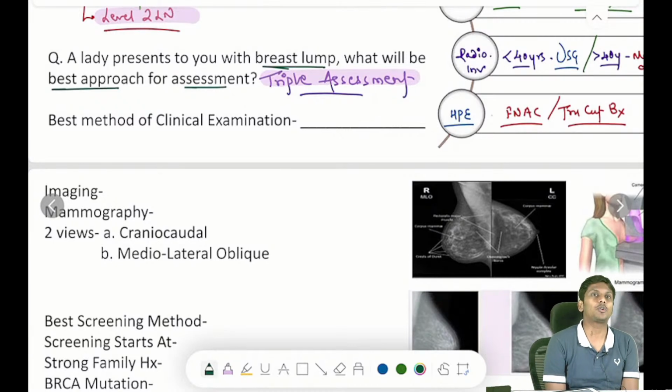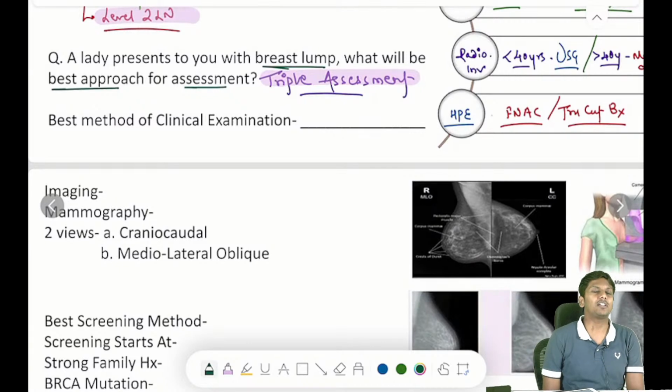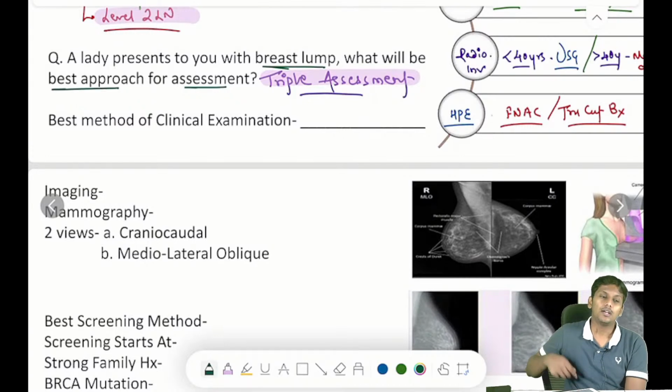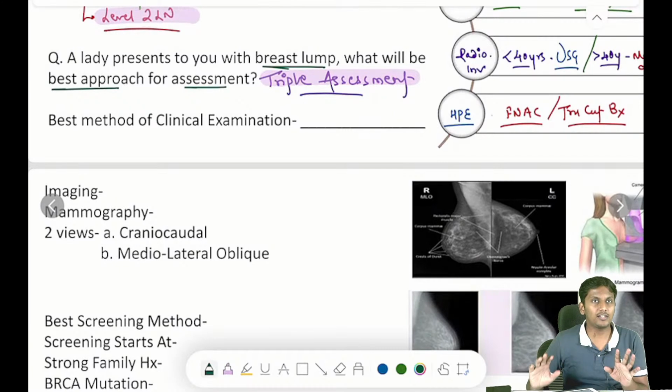Then you have to ask about the past history of the patient, and even the family history of the patient. You also have to ask her personal history, that means any addiction history, smoking, alcohol, anything like that, and the number of children that she has. Everything you have to ask. Once you're done with history taking, then you will go for a clinical examination. So for clinical examination of a breast lump, bacho, there are various methods which are there.